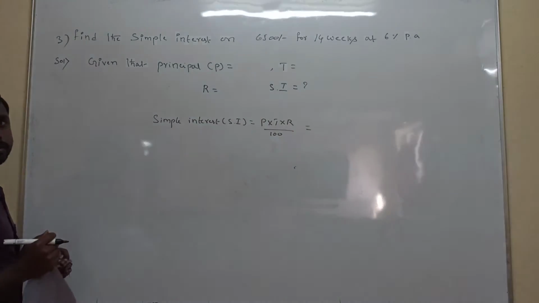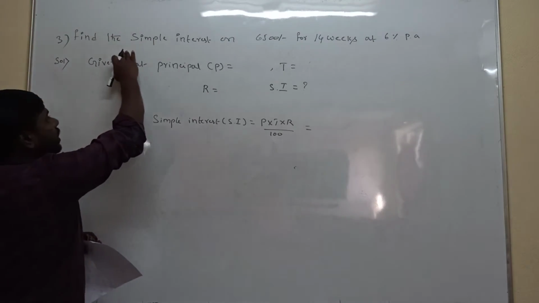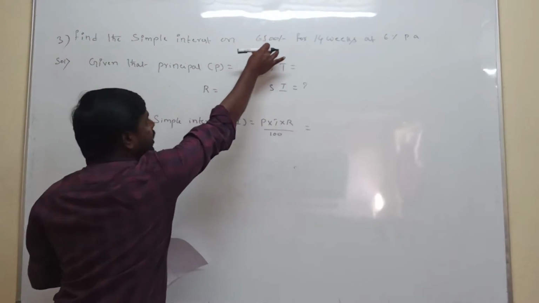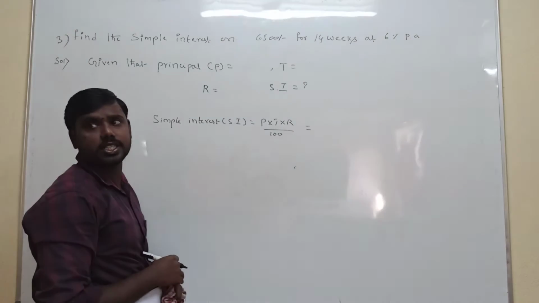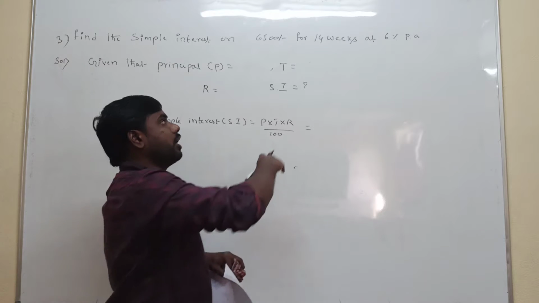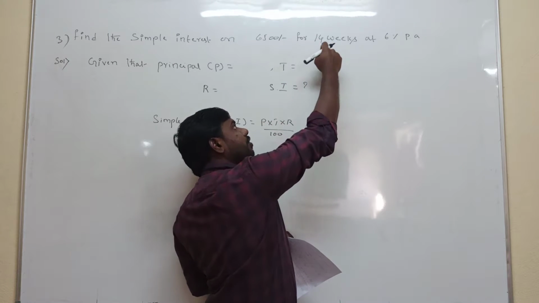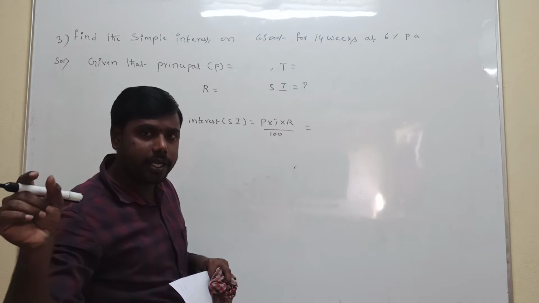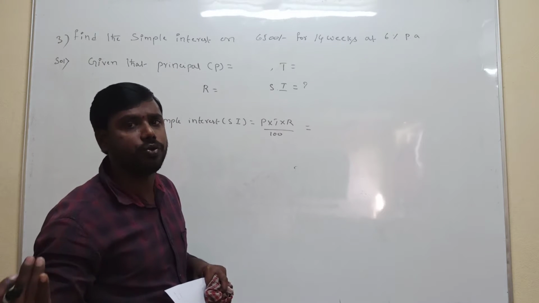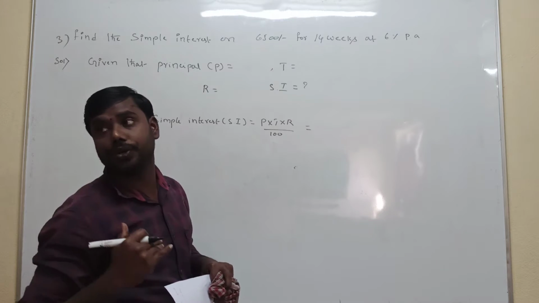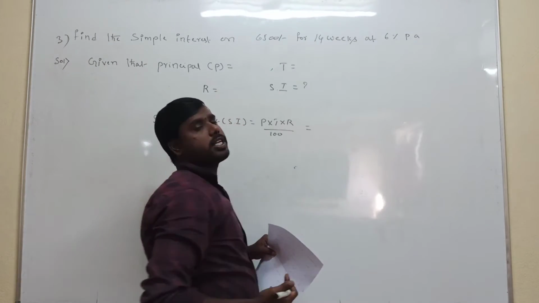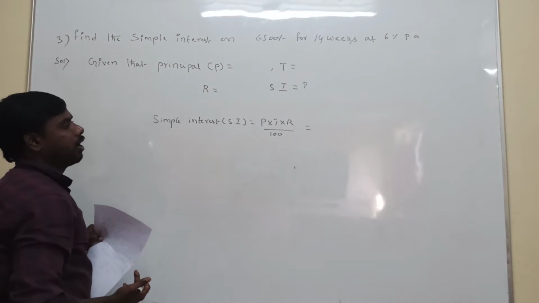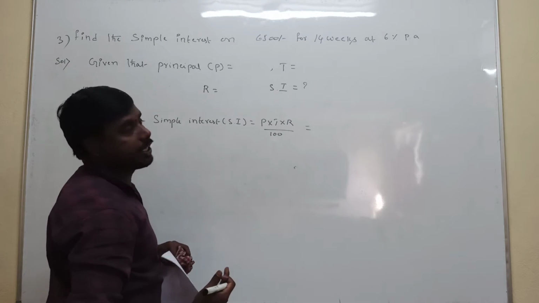Sir, is that question wrong? We need to calculate simple interest. Principal amount given here is 6,500 rupees. Time duration, how many weeks are given? 14 weeks. To convert to years, how many weeks are there per year? 52 weeks. Given weeks divided by 52 weeks. Rate of interest is 6% per annum.